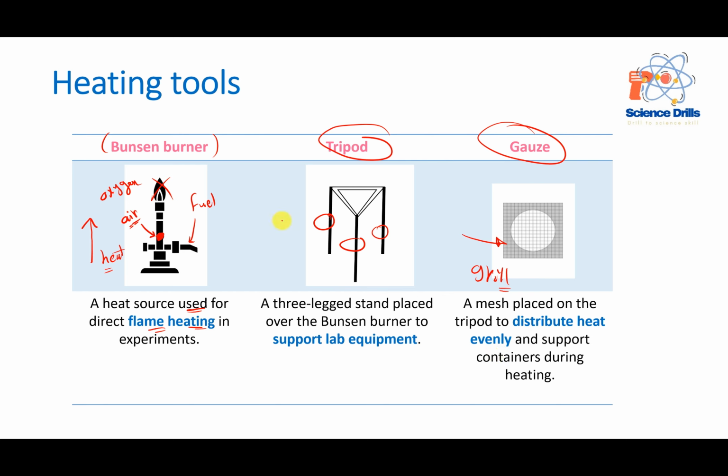And when we draw them, we draw the tripod with 2 legs, and then we add the gauze above it to distribute the heat. And we mention the Bunsen burner as an arrow and write heat down, and then you can place your beaker. So now the beaker is supported by the tripod and the heat is distributed evenly by the gauze.